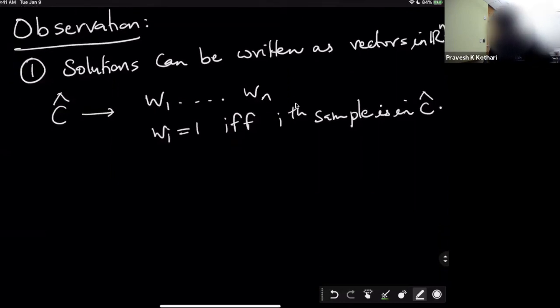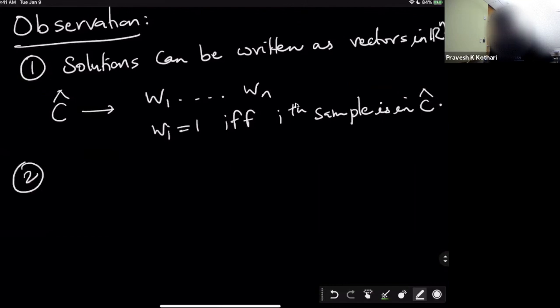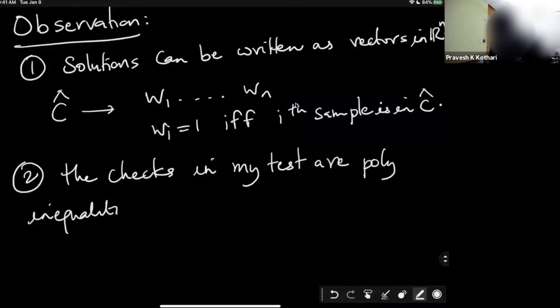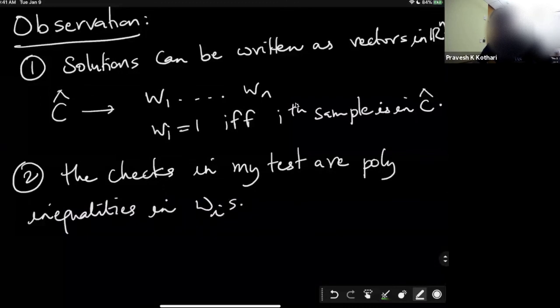Good. The second thing I want to observe is that the checks I made in my test are polynomial inequalities in the wi's. So I'm now making a claim about the things I'm testing for.